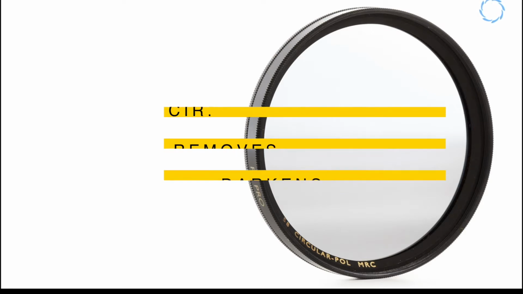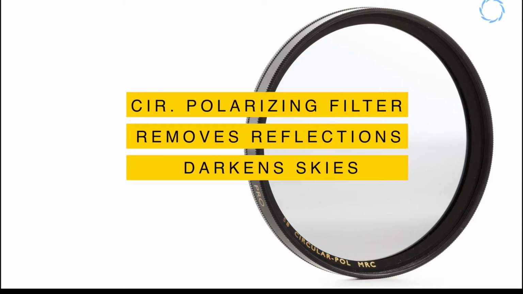So the next filter that I can think of that people are going to use is going to be this circular polarizing filter. Now the circular polarizing filter, once again, is going to be used mainly to remove reflections in things like water and windows.